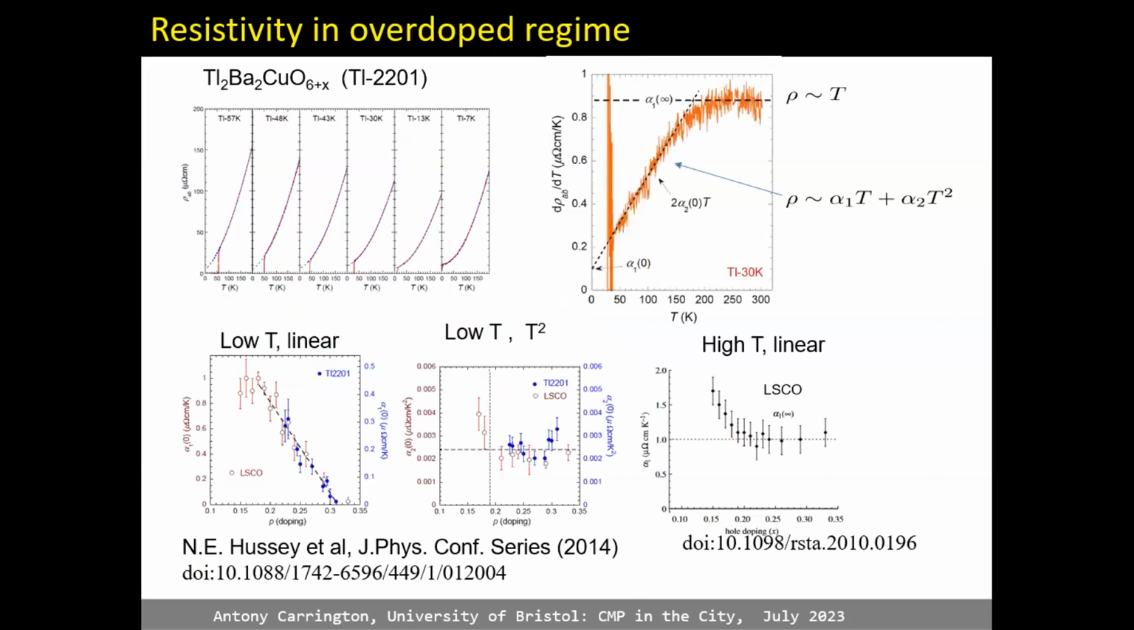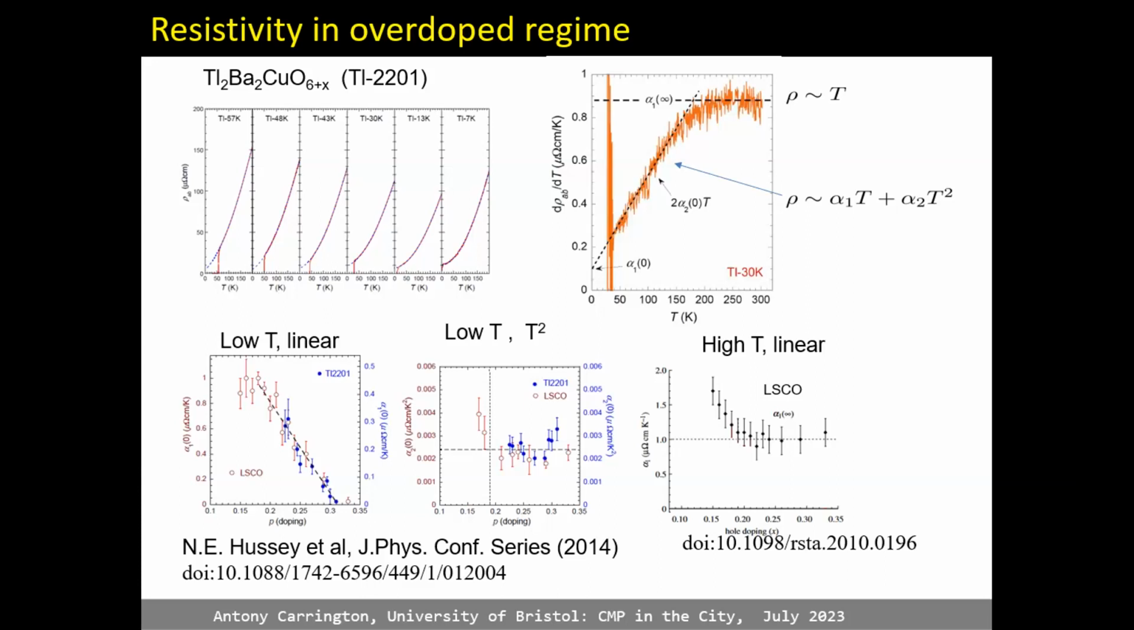That's in the underdoped regime. And in the overdoped regime, what I just told you was that the resistivity has the power law changing from something that's linear in T to T squared. But in fact, if you take the derivative of the data, you actually see it's slightly more complicated than that.